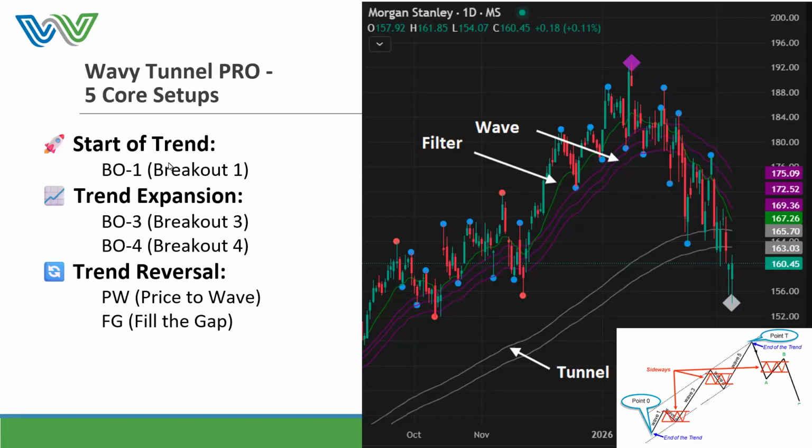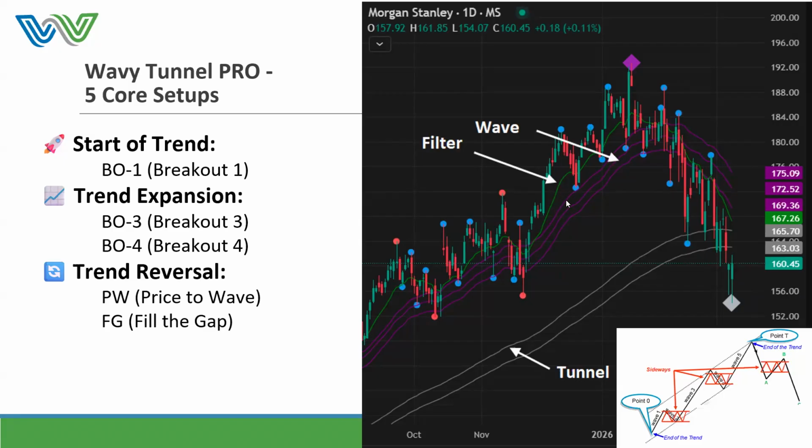So these are the 5 core setups that we talked about, and this is what it looks like on the chart. And this is a beautiful chart with our blue dots, our semaphores. The purple is the highest swing move. The gray is the next level swing move. This is the market map.